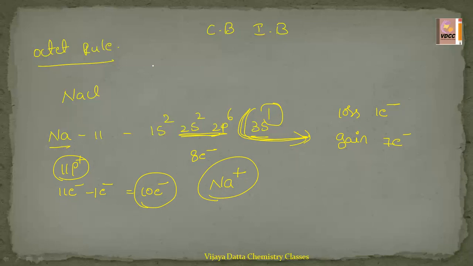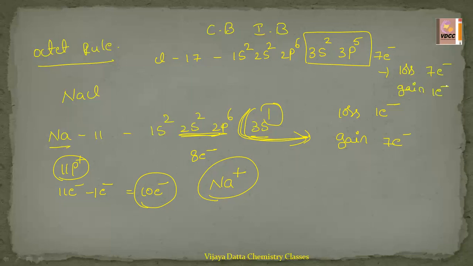Now come to chlorine. Chlorine's atomic number is 17. Its electronic configuration is 1s2, 2s2, 2p6, 3s2, 3p5. See, 10 completed, 10 plus 2, 12, so 5. What is the outermost shell here? The third shell is the outermost shell. In the third shell, how many electrons do we have? 7 electrons. Here also the same options: losing 7 electrons or gaining 1 electron. Which one is easier? Gaining 1 electron is easier.